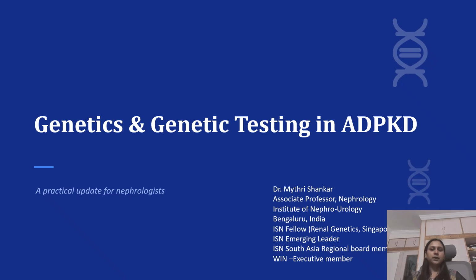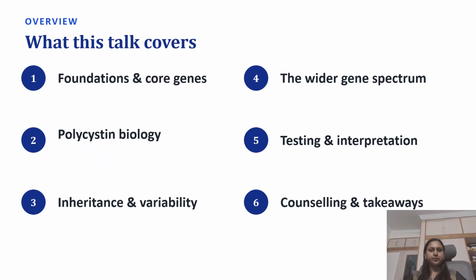This talk is a practical update on the genetics and genetic testing of ADPKD for nephrologists. Here is a roadmap for the talk. We'll build from the foundations and the two core genes through the polycystic biology and how cysts form, into why disease severity varies so much within and between families. Then the wider gene spectrum behind the atypical disease, followed by the practical part, that is when and how to test, choosing a genetic panel and interpreting a VUS and the risk scores also, and finally the most important, reproductive counseling.